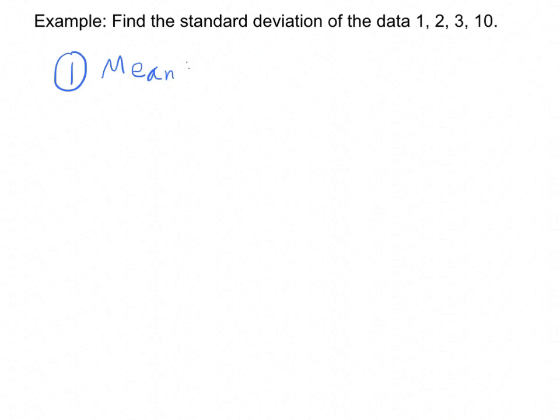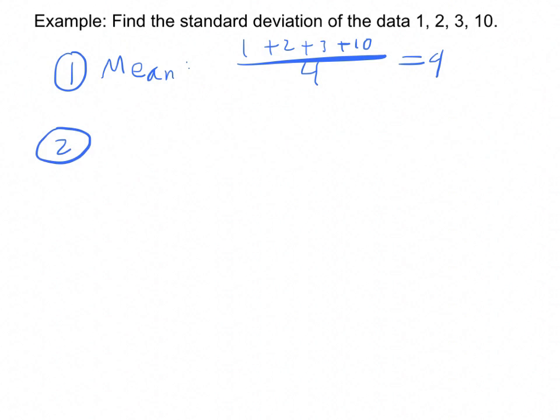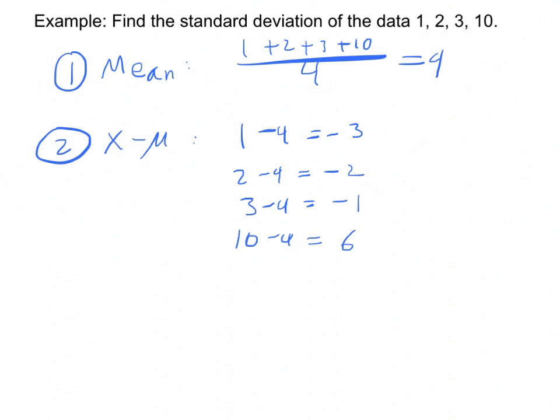Right, so for the mean, we do 1 plus 2 plus 3 plus 10 divided by 4. That ends up being 4. Step 2 is where we do our data points minus the mean. So I'm supposed to do 1 minus 4, that's negative 3. 2 minus 4 is negative 2. 3 minus 4 is negative 1. And 10 minus 4 is 6.